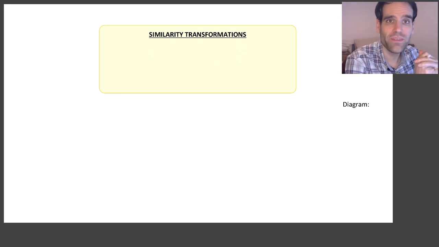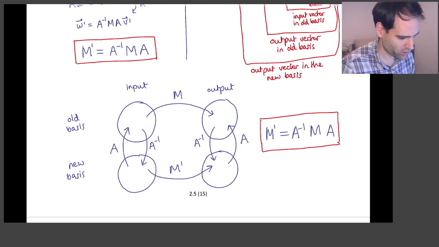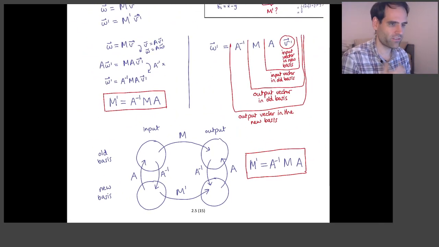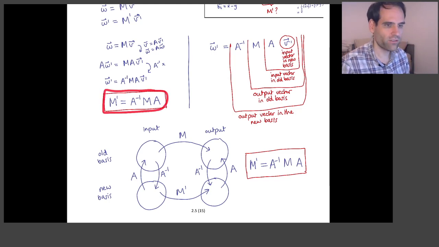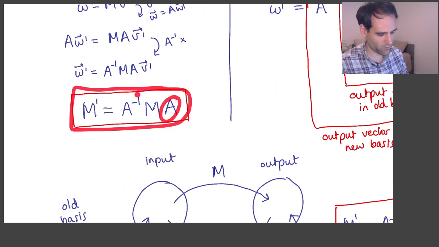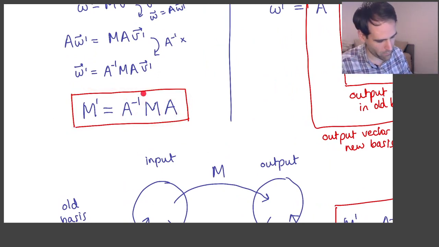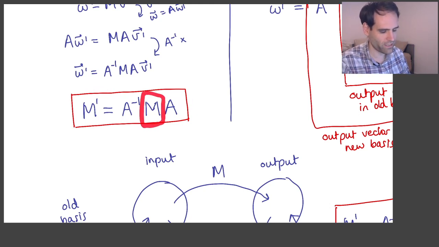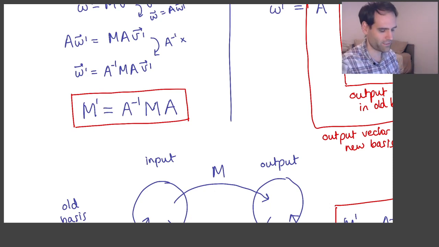This will be a very short video because it's sort of a recap of the previous one. So we saw that to change the basis of a matrix, we can use the relation A⁻¹ times M times A, where A and A⁻¹ are the change of basis matrix and its inverse, and where M is the original transformation in the old basis, and M prime is the same transformation but written in the new basis.